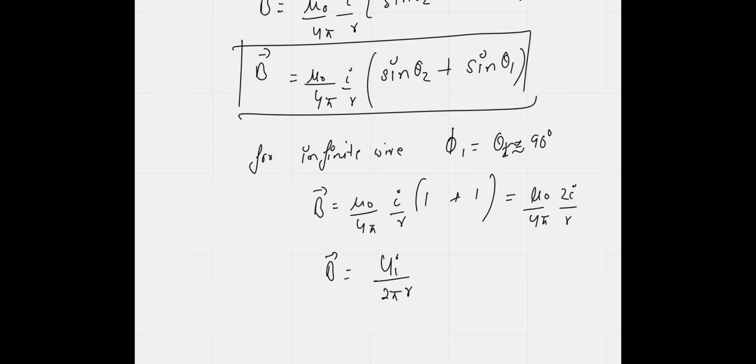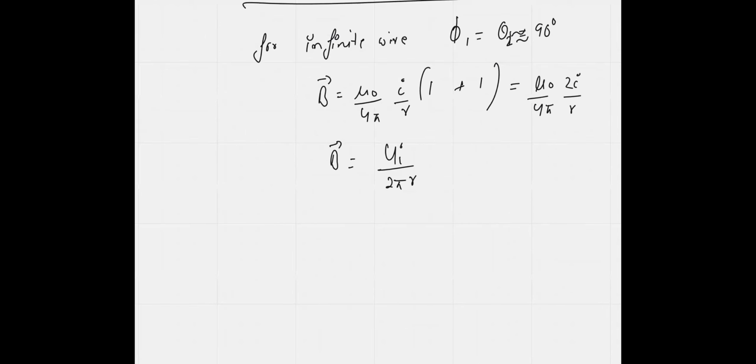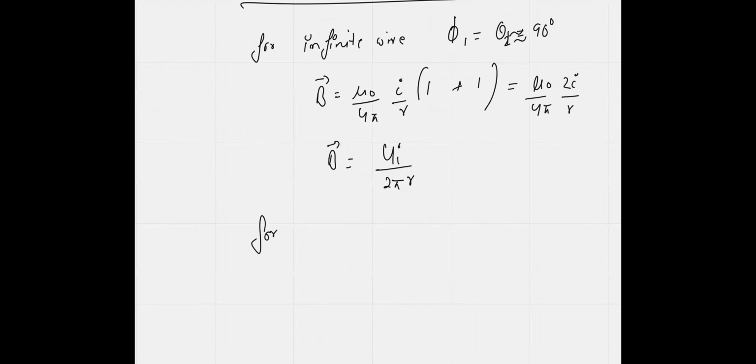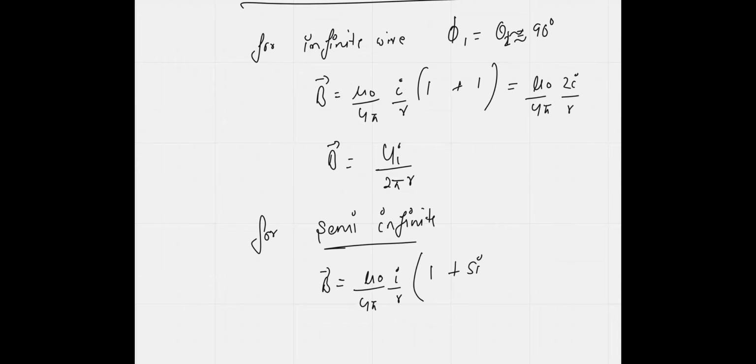For semi-infinite, you can keep one as 1 and the other as the given value. Understood this? What do I mean by semi-infinite? One end is at infinity, one is not. Exactly. So this will be I by R as it is, times 1 plus sine of the value, whichever is the value that is not infinite. From here you calculate B at this point. You will say this is the theta given to me. The other side is infinite, so for this you have kept 90 degrees, and for this you have some value.